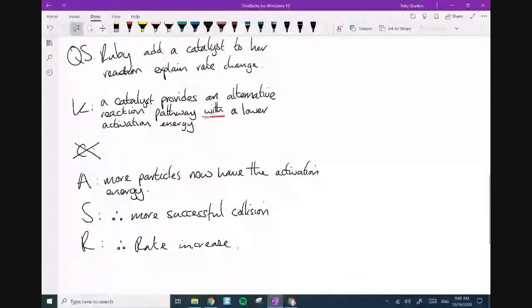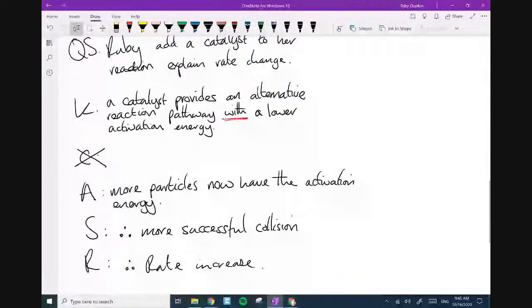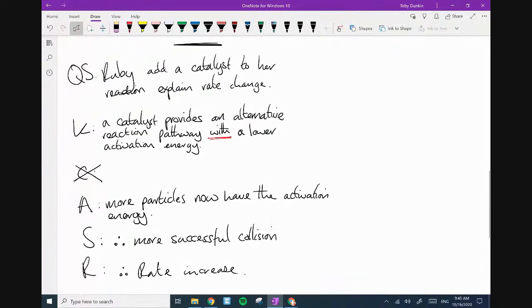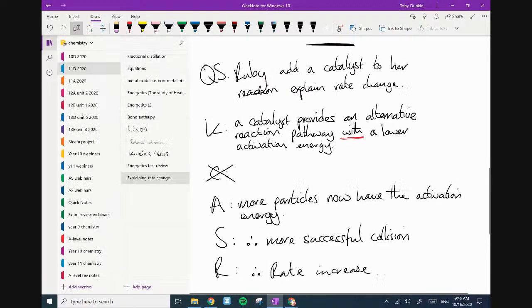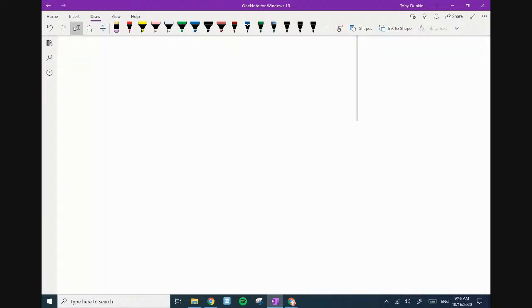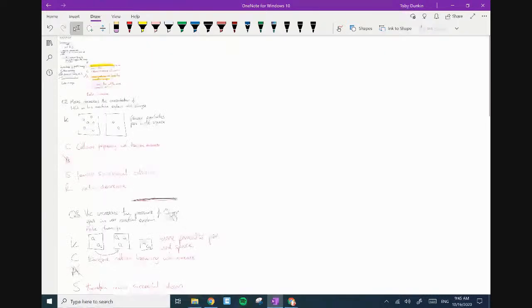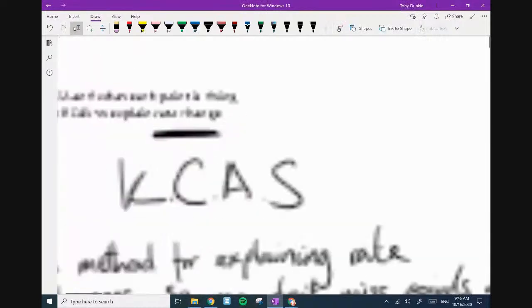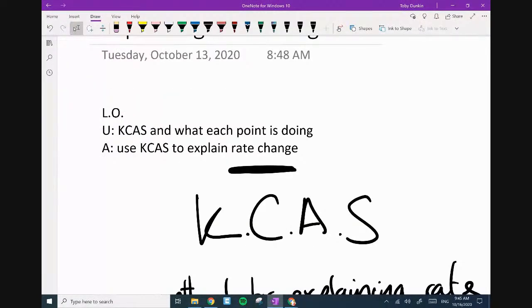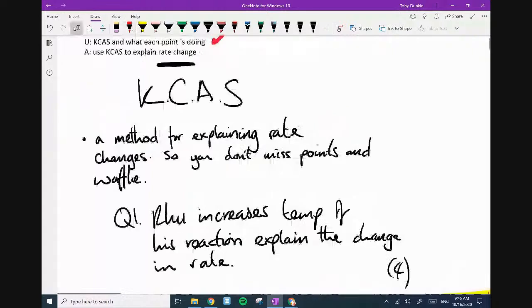It's quite nice. I know that my lesson ends, I think, at 10, so I don't really need to go any further than that. Now that we've run all the KCASs for all 5, I'm going to go back to learning objectives. It's always nice to check that we've done everything that I wanted to achieve this lesson. Okay, zoomed right out. KCAS and know what each point is doing. We did that. We talked through it. Use KCAS to explain rates. We've done my 2 learning objectives for today.